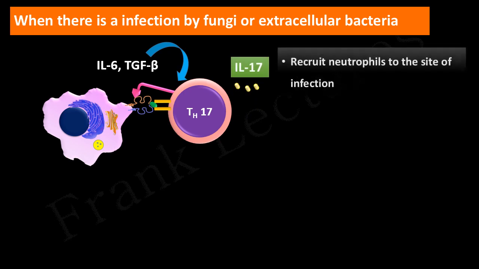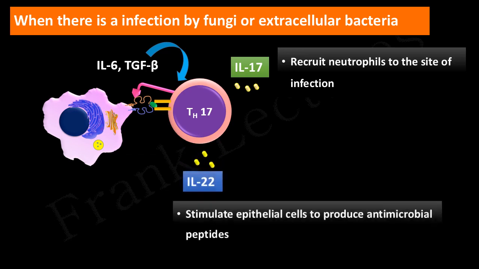Interleukin 17 secreted by these cells recruits leukocytes, specifically neutrophils, to the site of infection. They induce inflammation. These neutrophils help defend against these extracellular fungi and bacteria. It has been found that patients having a defective gene for interleukin 17 are more susceptible to bacterial and fungal infections. Interleukin 17 and interleukin 22 also help in activating epithelial cells to produce antimicrobial peptides that resist microbial invasion.